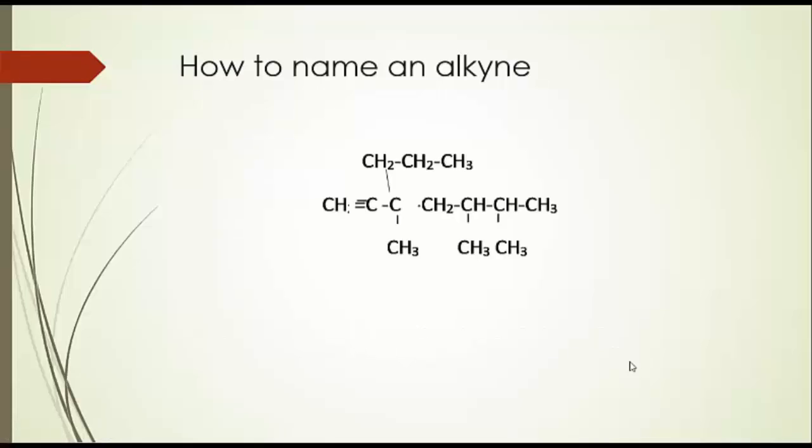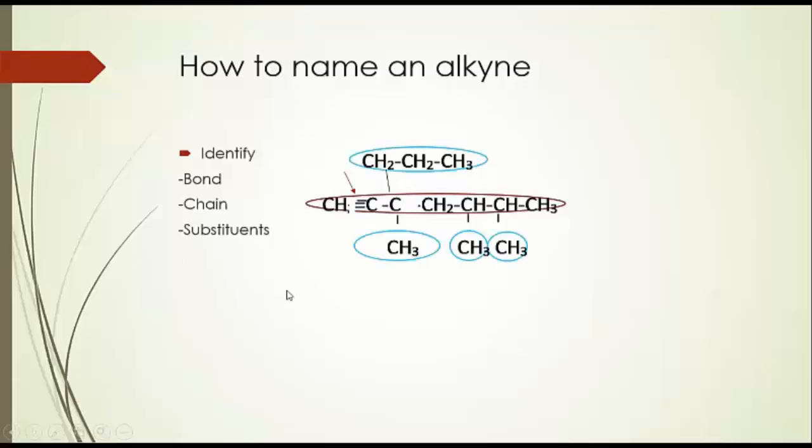How to name an alkyne. This is the example of the alkyne we looked at before. We first identify the triple bond, and that's there. Then the biggest chain. We can also see this chain that's bigger than this one, but because it doesn't have the triple bond in it, we can discard it. Then the substituents: we have this one, this one, this one, and this one. We then need to name them. Because this has 3 carbons, it's a propyl, and these 3 are methyls.